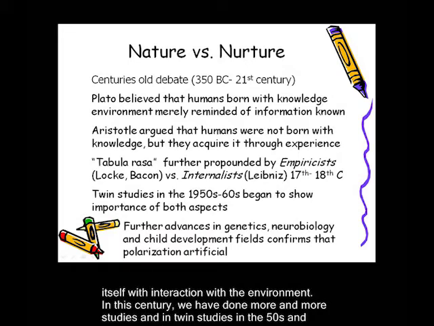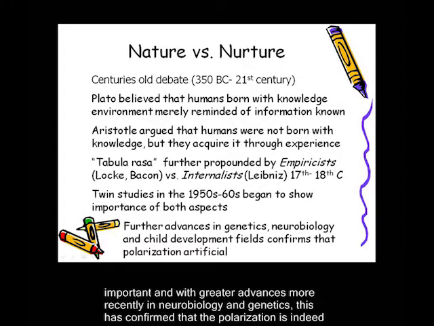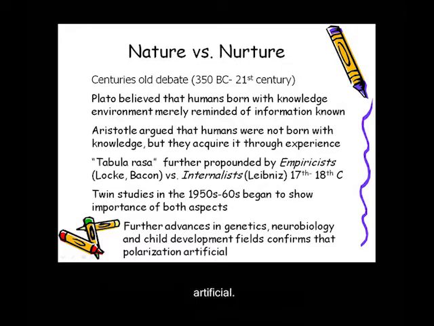In this century, we have done more and more studies, and in twin studies in the 50s and 60s, they demonstrated that this polarization was really artificial, that both aspects, the intrinsic as well as the extrinsic, were important. And with great advances more recently in neurobiology and genetics, this has confirmed that the polarization is indeed artificial.